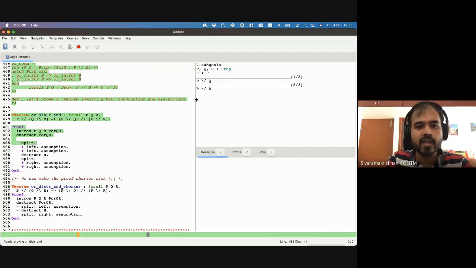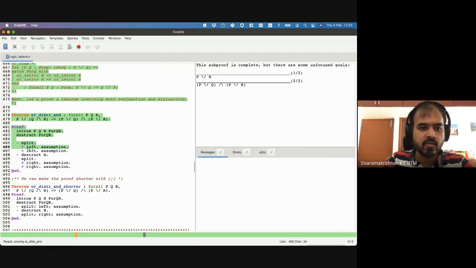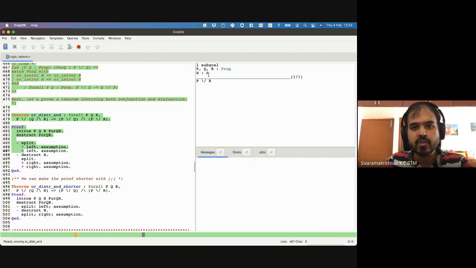And now it's basically just methodical, right? I have P, I need to show P or Q. Pick the left one, assumption goes through. And the next one, I need to show P or R.